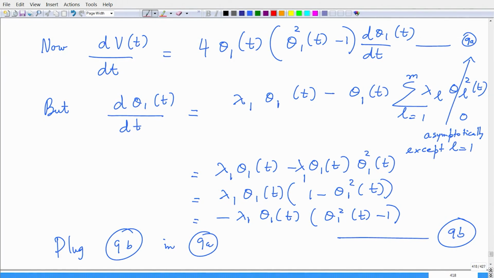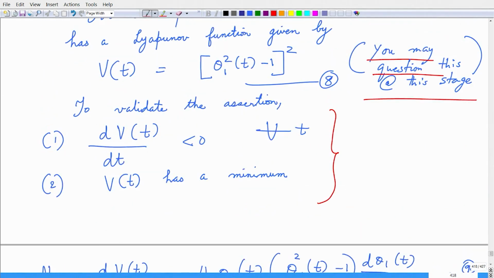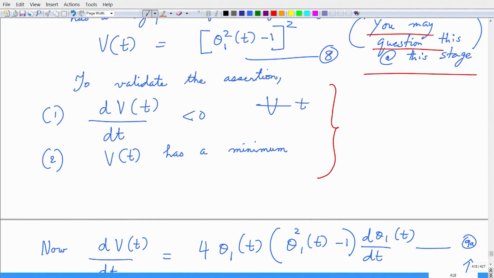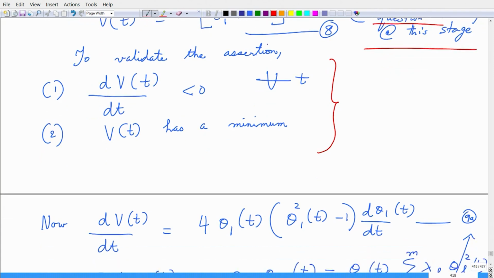So if you recall, V of t is basically theta 1 square of t minus 1 whole square. So this is equation 8. When I take the derivative, I apply the chain rule here, and I get 4 times theta 1 of t times theta 1 square of t minus 1 times d theta 1 upon dt, right. Theta 1 is a function of time. So this is x square, I get 2x, where x is theta 1 square t minus 1, and I have to take the derivative with respect to this x, which is again 2 theta 1 times d theta 1 of t by dt. That is what I get.